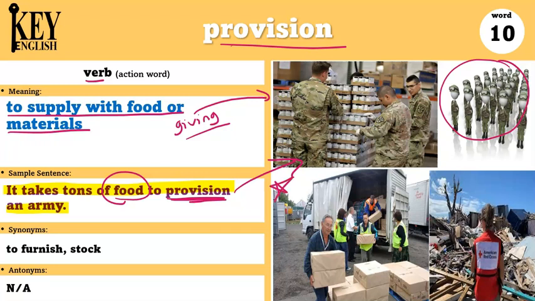Another example would be, the people of the town provisioned the victims of the storm. So there was a big storm and many people lost their homes and all the things that they had. So the people of the town supplied or gave them the food and the materials that they needed. That is to provision someone. Some synonyms are to furnish and stock, and there are no antonyms for this word.